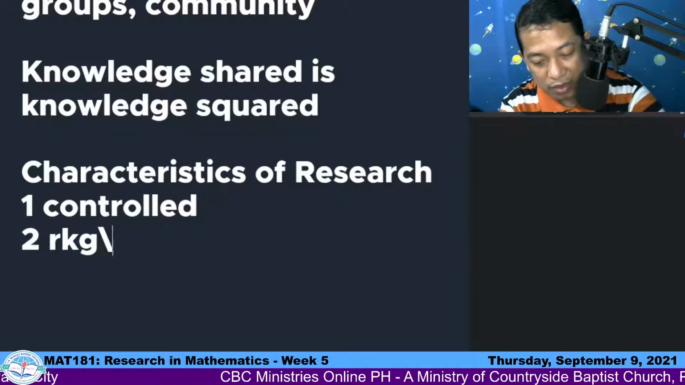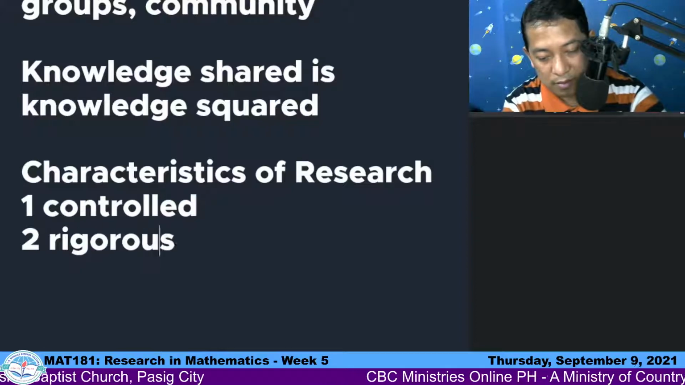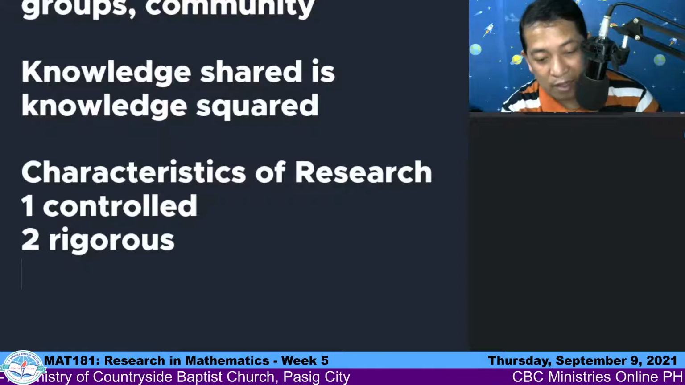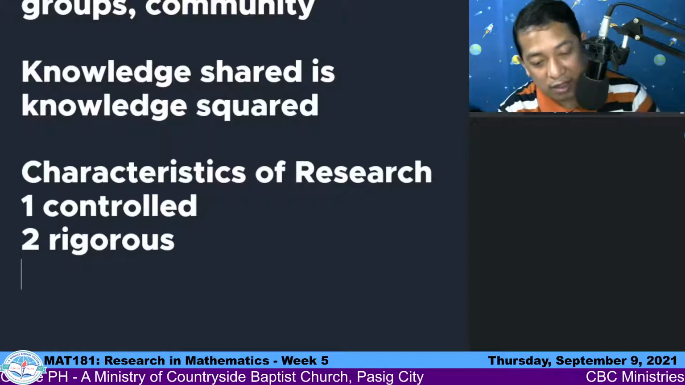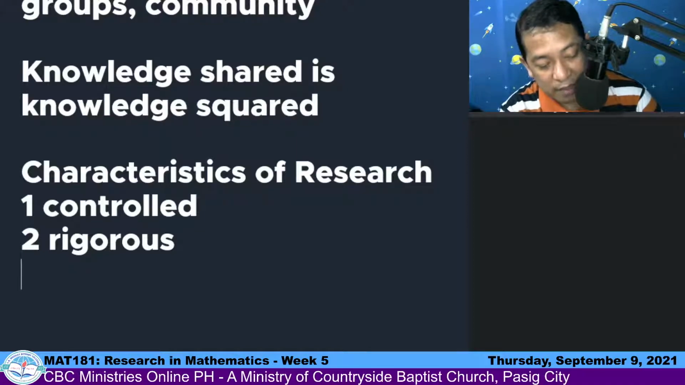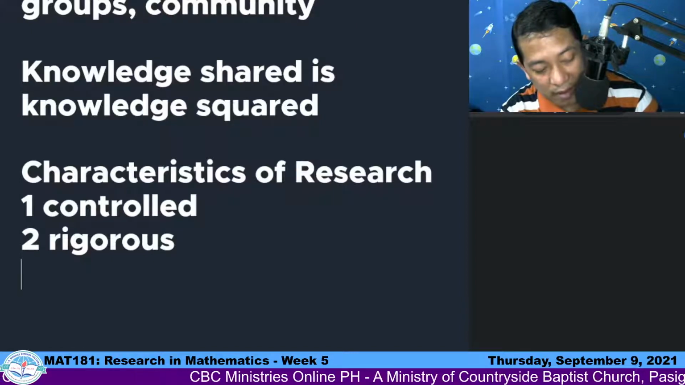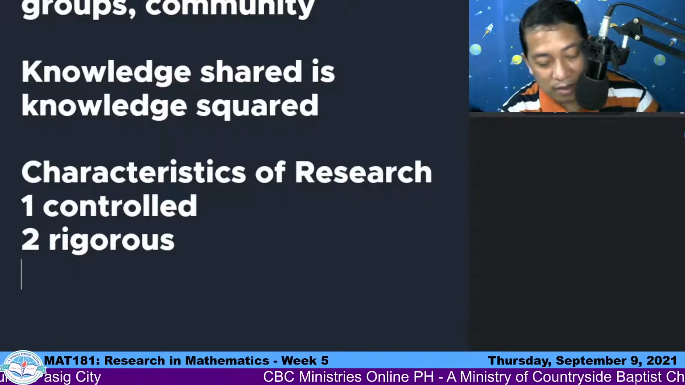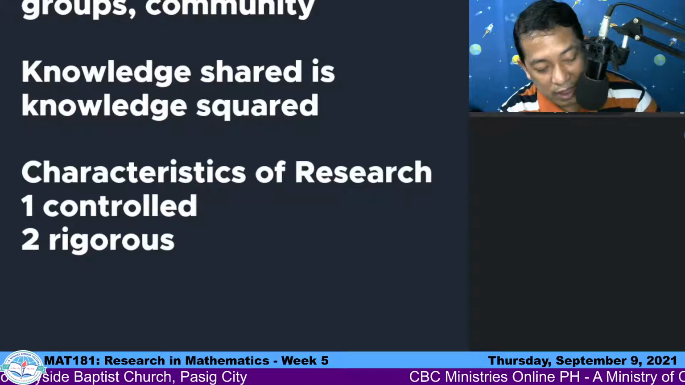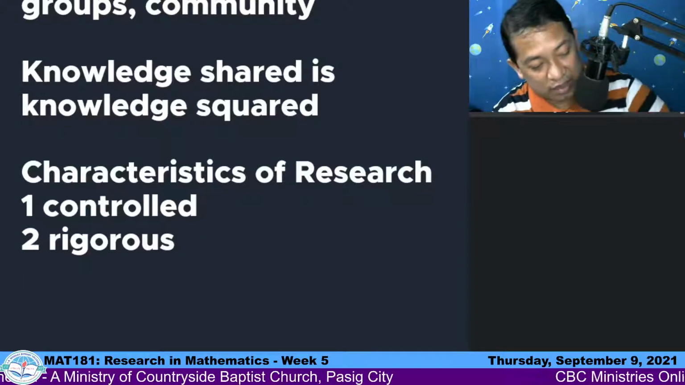And then rigorous. Okay, rigorous in the sense that it ensures procedures are followed. Rigid procedures in terms of the research process. Followed to find answers to questions that are relevant, appropriate, and justified. So, relevant siya. Yung mga questions na yan, and then appropriate to your research, and then it will have some justifications or answers.